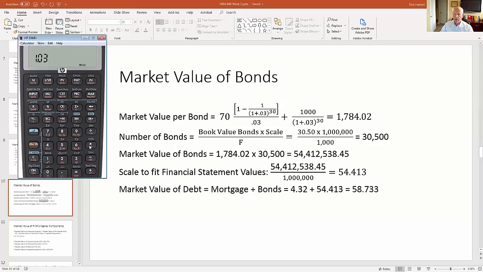Y to the x, so it now knows that I'm looking for an exponent of 30. So I type in 30 and then equals. And it tells me that that's 2.43. So this 1.03 to the 30th power is equal to 2.43. Now the reality is it's equal to much more than that.